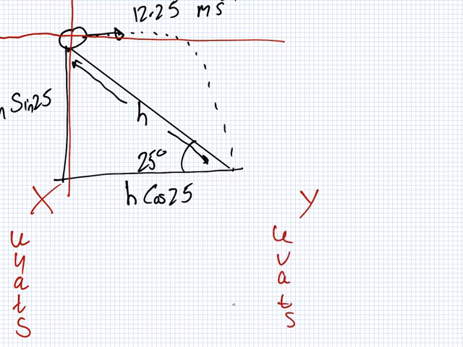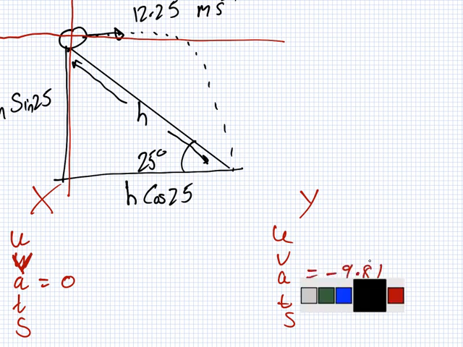Now you know that the X doesn't have an acceleration, so you only care about the U, the T and the S, because it's constant, it's distance, speed, time. A is zero. And here A is minus 9.81. Okay. Now, here, what's the U?